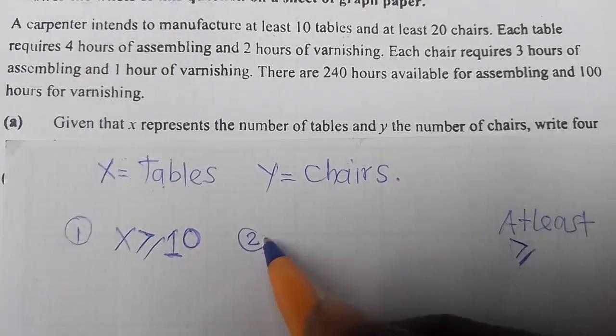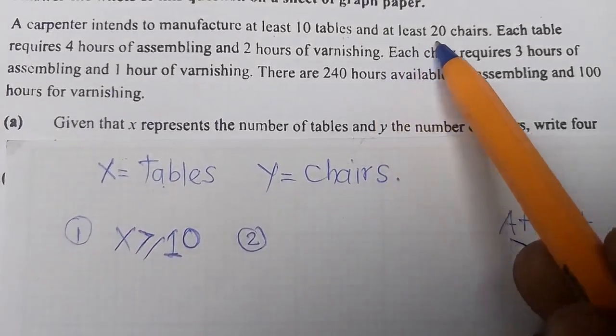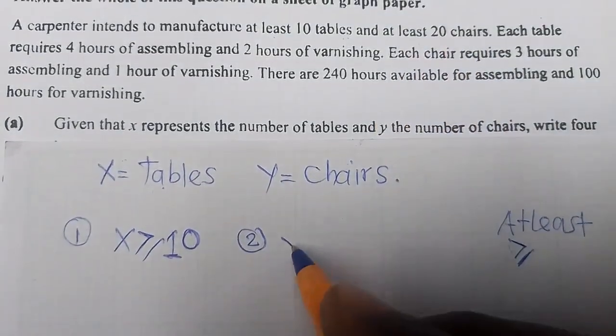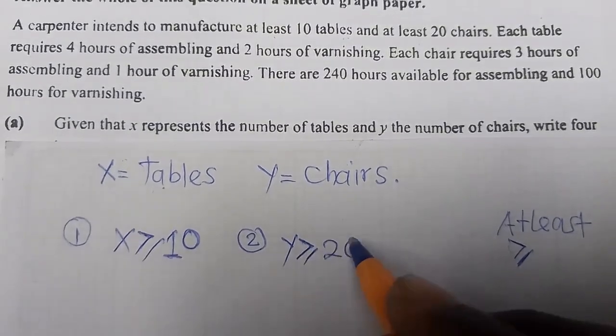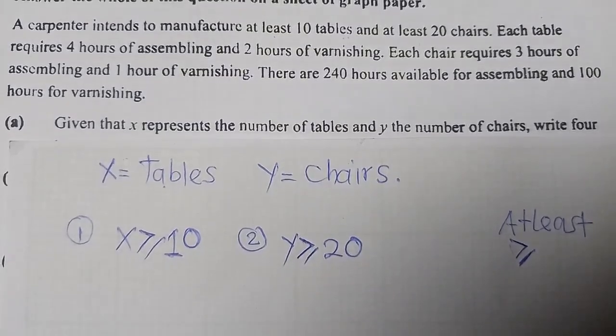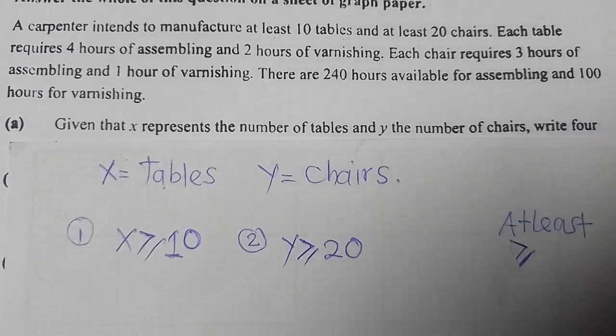Then what's the second inequality? And at least 20 chairs. Chairs it is Y. So Y greater than or equal to 20. These are the inequalities. So you've written the 2 inequalities here. Now you follow the same procedure.